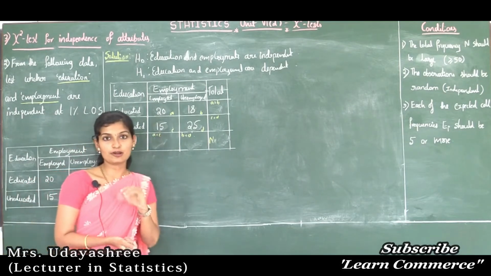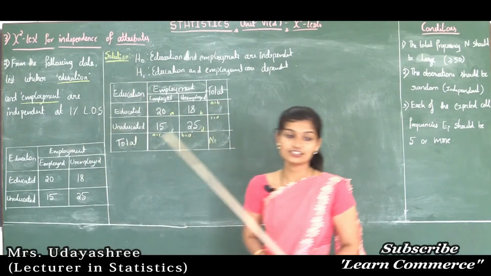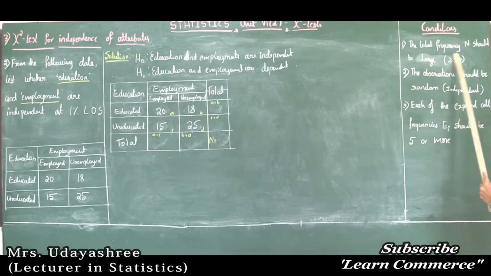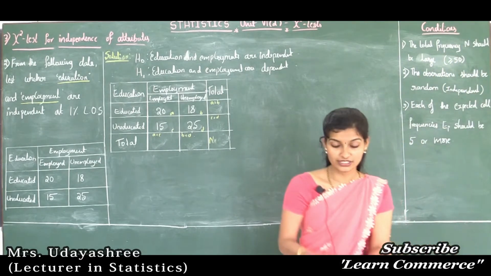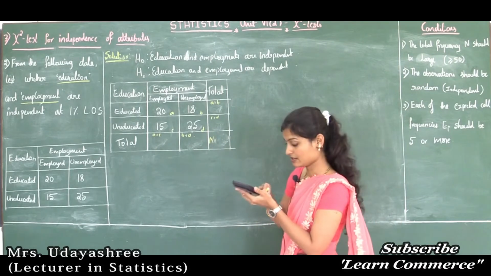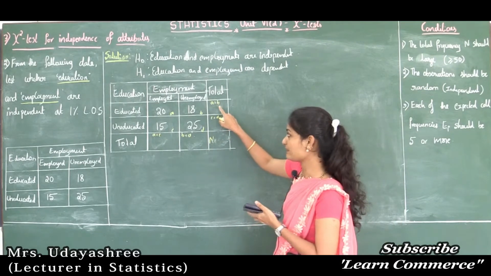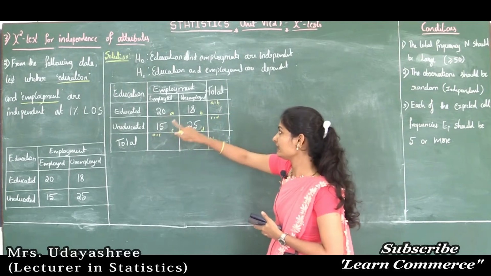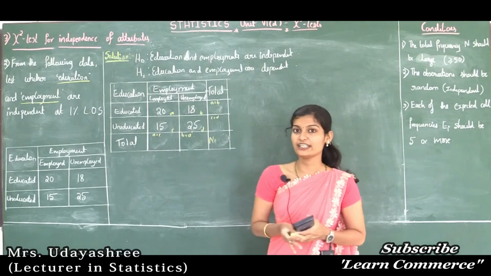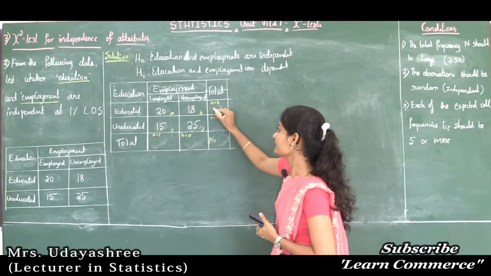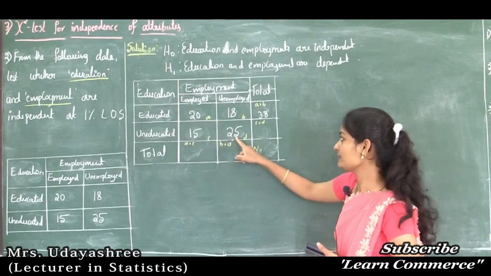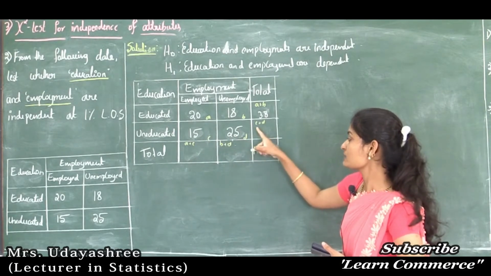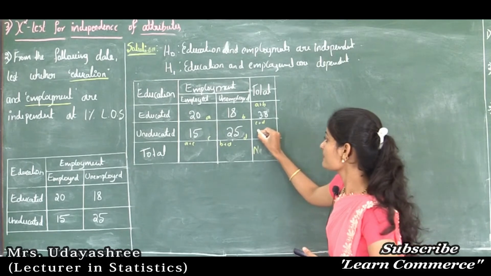Before solving this problem, let's see the conditions. Condition number 1: the total frequency N should be large, in the sense more than 50. Let's check. I will write A plus B observations. Here A is 20 and B is 18, so A plus B is 38. And C observation is 15 and D observation is 25, so C plus D is 40.